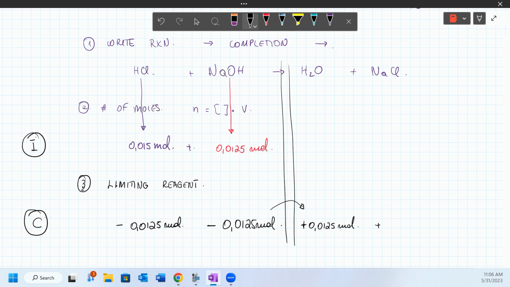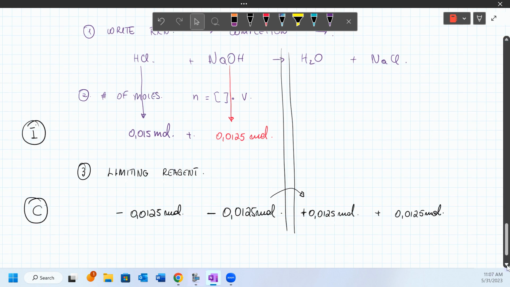And we will have a positive change of 0.0125 moles of sodium chloride, the salt. Are we good up to this point? We are using the tricks and skills that we have from the ICE table, but working with moles here.